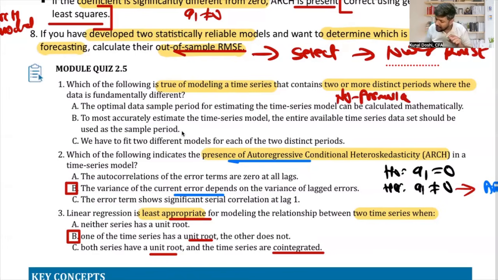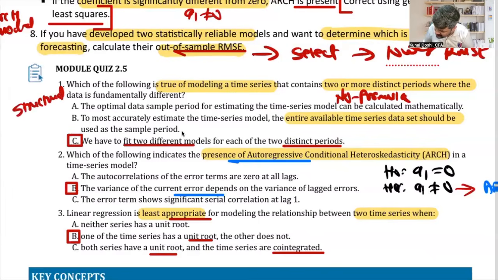To most accurately estimate the time series model, the entire available time series data should be used. Guys, should I take the entire data? Yes or no? If there is a structural change, should I take the entire data? No, we should separate, isn't it? So we have to fit two different models, each for two distinct periods. This is what we do when there is a structural change. They're talking about if there is a structural change.